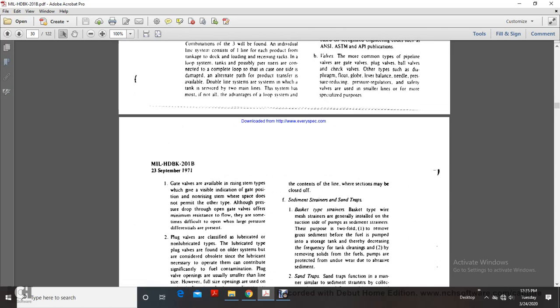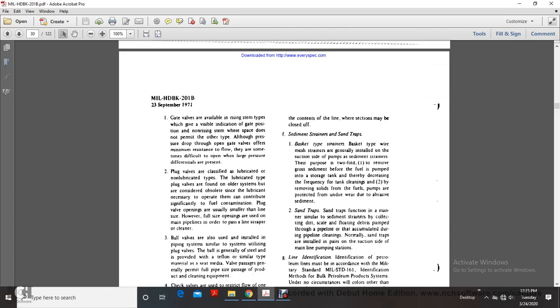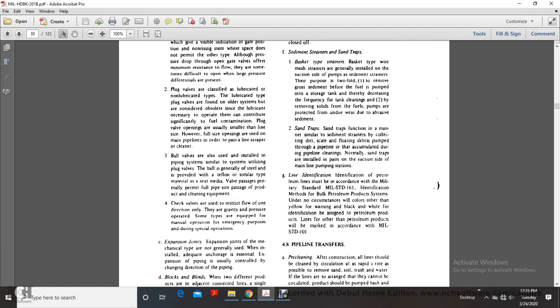The pressure drop through an open gate valve offers minimum resistance to the flow, and there are some types difficult to open if a large pressure differential is present. Plug valves are classified as lubricated and non-lubricated. The lubricated type of plug valve is found in older systems but is considerably obsolete, since the lubrication necessary to operate them can contribute significantly to fuel contamination. Plug valve openings are usually smaller than the main line size. However, full size openings are used on the mainline pipes in order to pass line scrapers or cleaners.